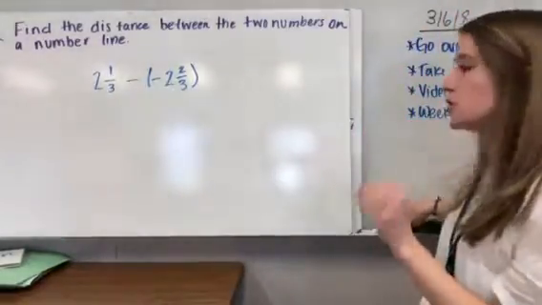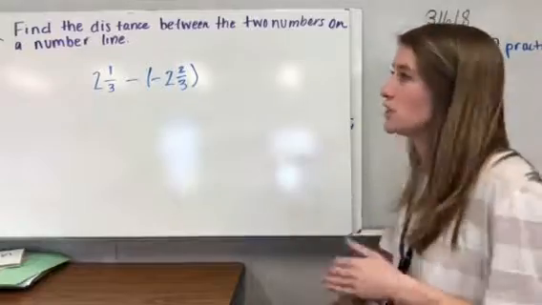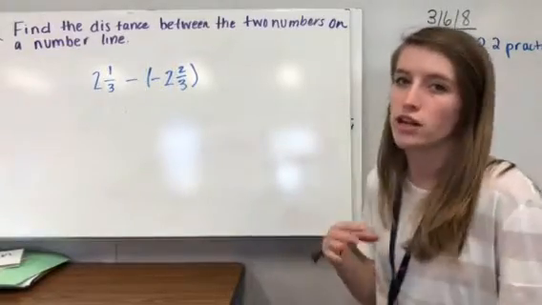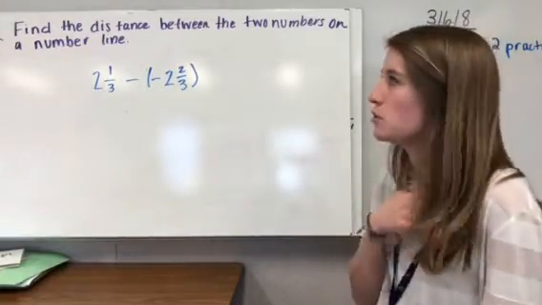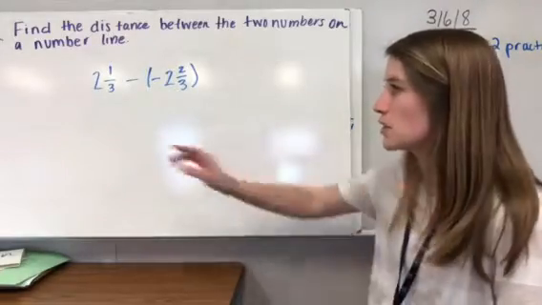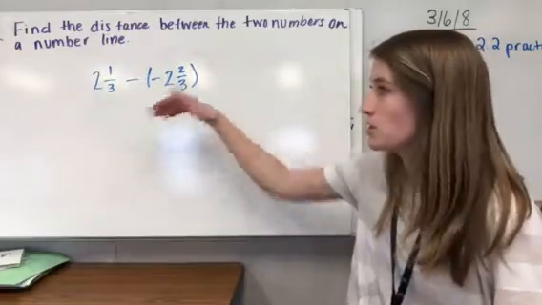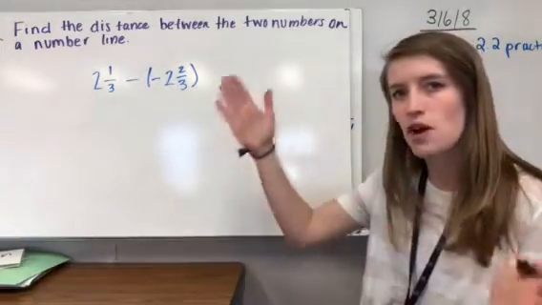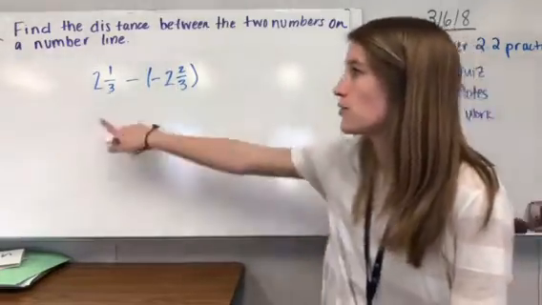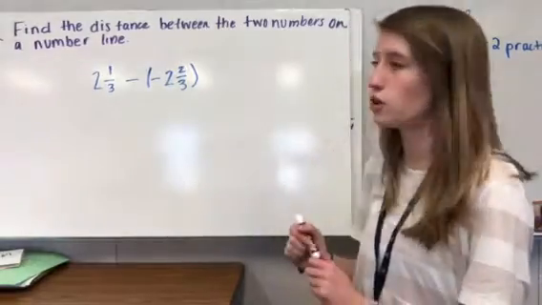Okay, example number 2. This one's now an application of subtraction. One thing we use subtraction for is to find the distance between 2 points. If I want to find the distance between 2 points, I can subtract them. So I'll take the biggest one and I'll subtract the smallest one to find how far away those two numbers are. So I have 2 1/3 minus negative 2 2/3.